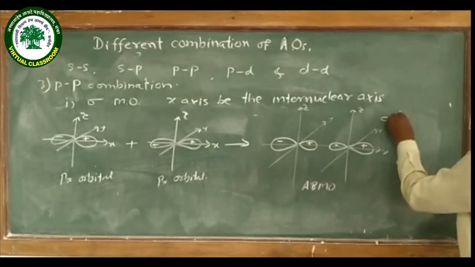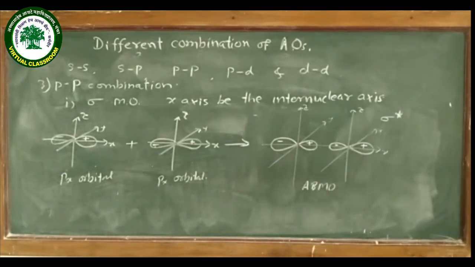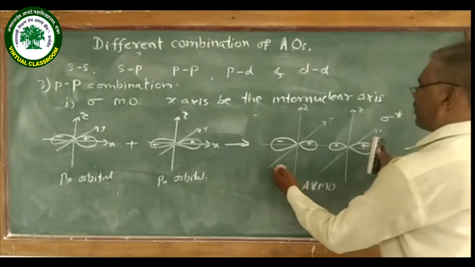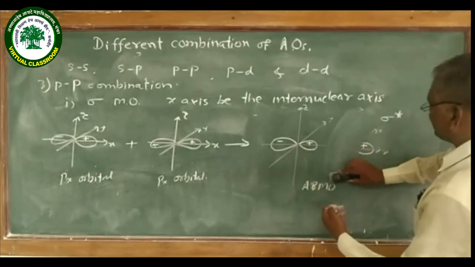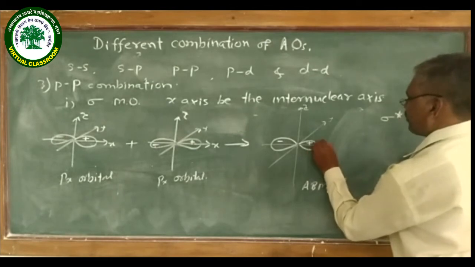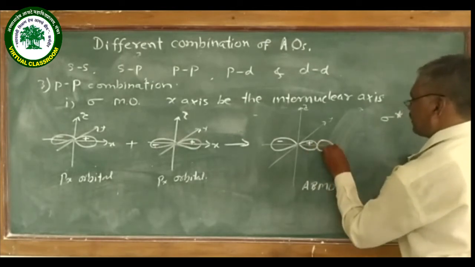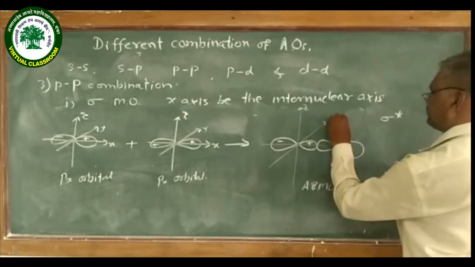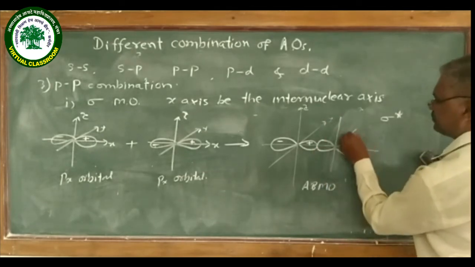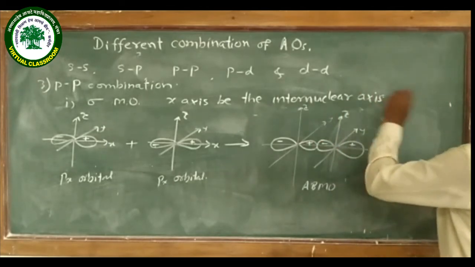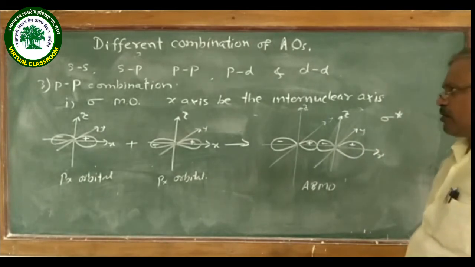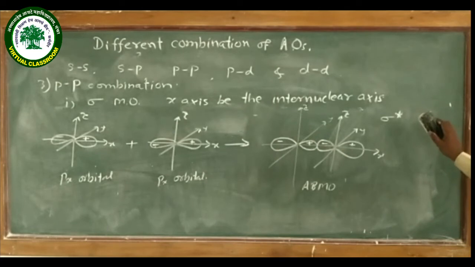So this will be the formation of antibonding molecular orbital. Sigma star antibonding molecular orbital formation takes place due to the combination of px orbital of one atom with px orbital of another atom. For our convenience I have shown it like this, but there is overlapping, and that's why these orbitals can be shown like this. So in this way, the sigma molecular orbitals are formed due to the pp combination.